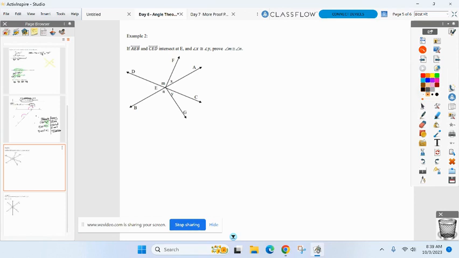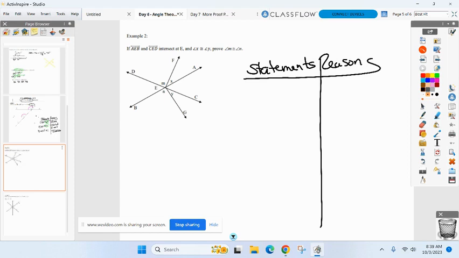All right, do your thing here. Here we go. Set it up. Mark it. Oh, there it is again. AEB and CED intersect. I wonder why they gave us that. Along with X congruent to Y.